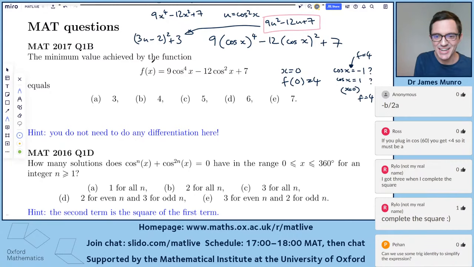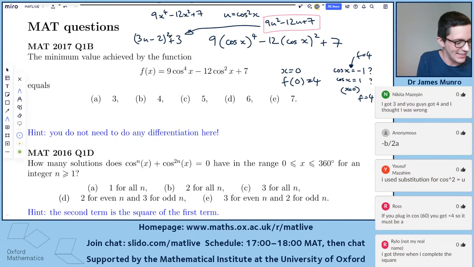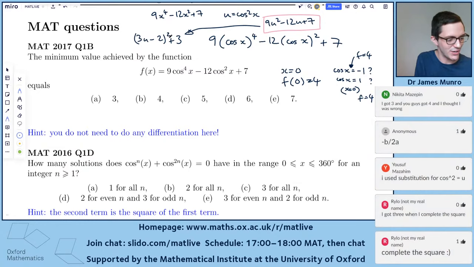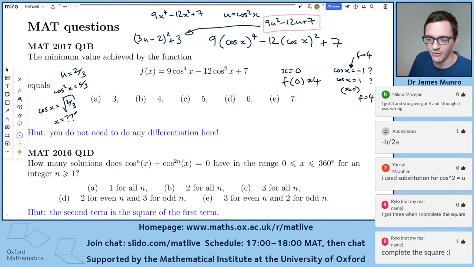Small check, does it actually take the value 3? So you've got to be a little bit careful. The answer is in fact 3. Chat's got it 58% on 3, 32% on 4. So it's a bit controversial in chat. It does take the value 3. It takes the value 3 when u is equal to 2/3. When is u equal to 2/3? Well, u equals 2/3 when cos squared x is equal to 2/3, which means that cos x is equal to root 2 over 3, so x is equal to something like inverse cos of root 2 over 3.